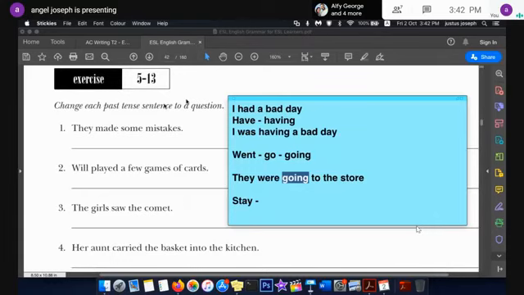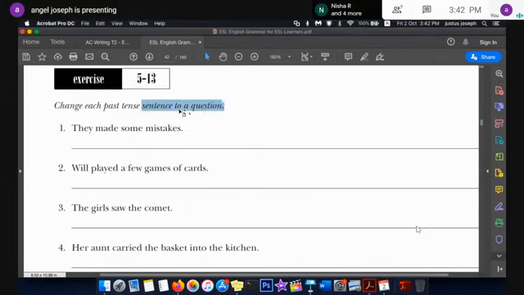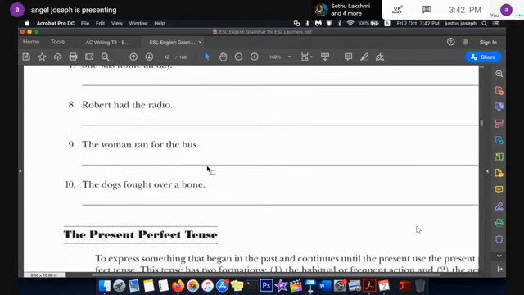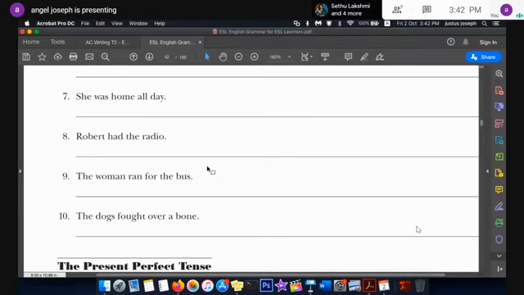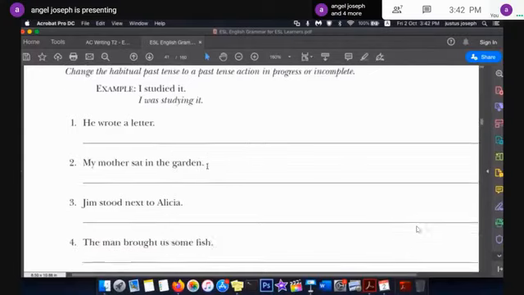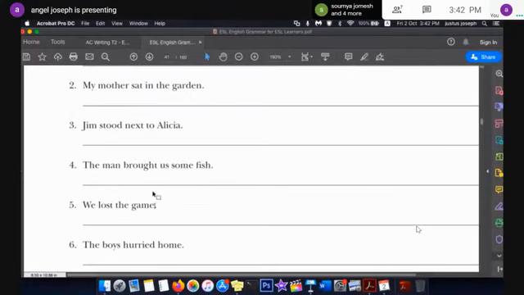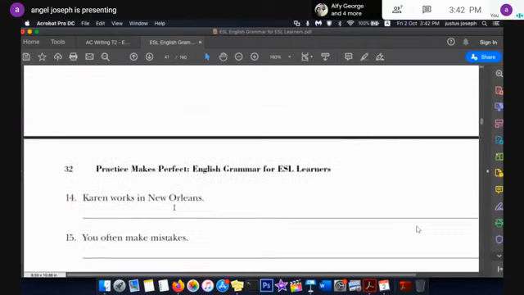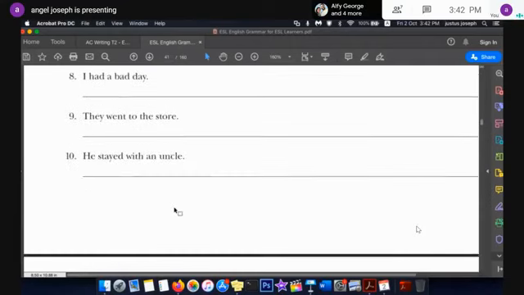Now here they're asking us to change the sentence into a question. I'm going to skip this exercise because we do not worry about questions. Okay, so I think that's about the exercise. I think we have looked into all these. Okay, so we have done all the exercises here.